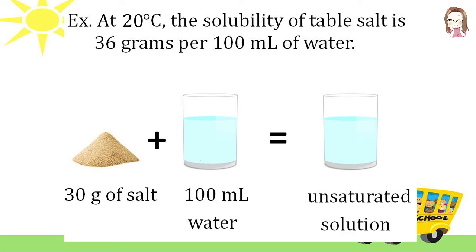Eh, yung nasa picture natin sa baba, in our example, 30 grams of salt lang eh. So, ibig sabihin, sobra ba or kulang pa? Kulang pa. Kulang pa yung salt na inilagay natin. So, kulang pa ng mga 6 grams. Kaya, unsaturated solution yung ating mabubuo. Naintindihan po ba?